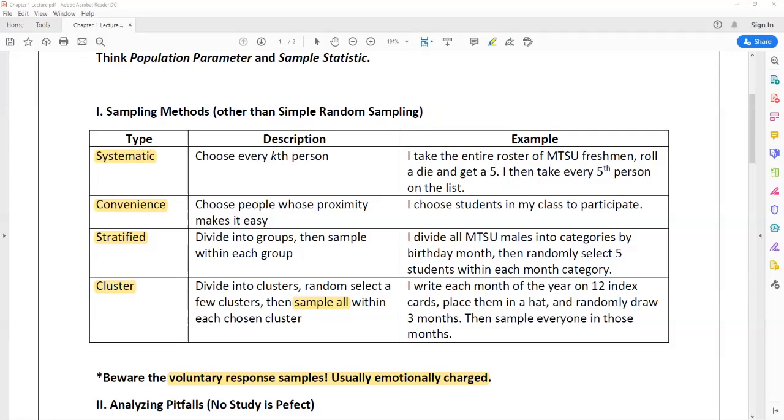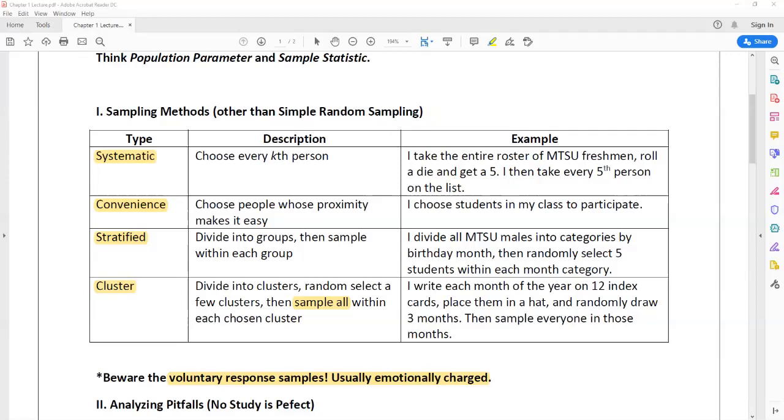Convenient sampling would work this way. Let's say that you're principal and you happen to be in the parking lot on the east side, and you walk up to about 30 students as they're going to class, and you say, hey, which teacher would you like to nominate for Teacher of the Year? And so you get your information from them. That's convenient because you happen to be in the area where those students were. So that's convenient sampling.